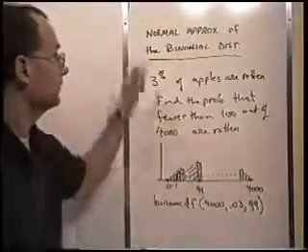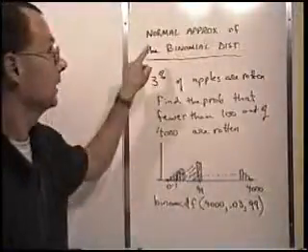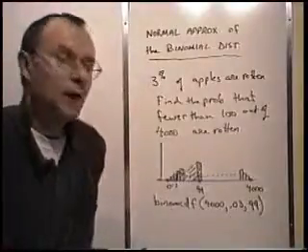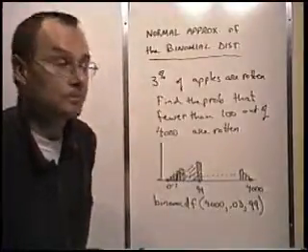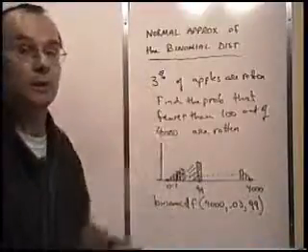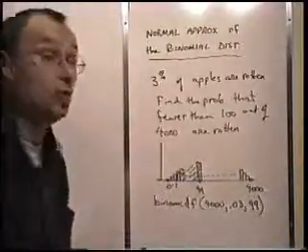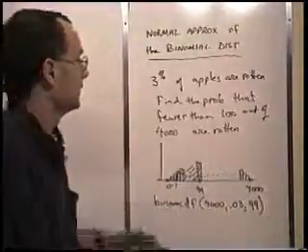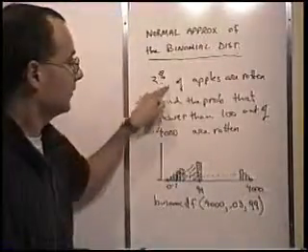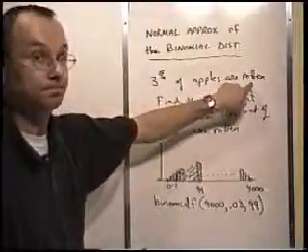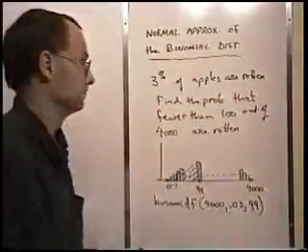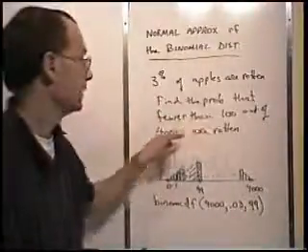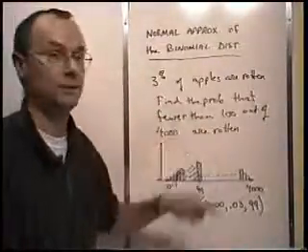Today we're going to look at the normal approximation of the binomial distribution. Now, to explain where this comes from, let me start with this example and why we do a normal approximation of a binomial distribution. It says 3% of apples are rotten in some kind of a shipment. Find the probability that fewer than 100 out of 4,000 are rotten.